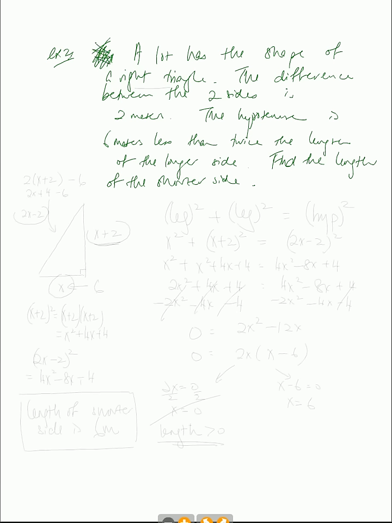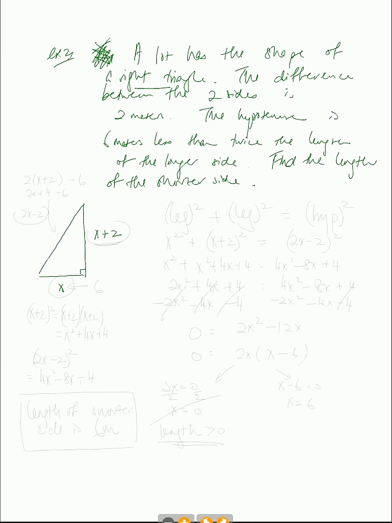Okay, so remember, anytime you're given a word problem that involves a shape, make sure you draw the picture. So in this case, we are talking about a right triangle again. Okay, so that's my right triangle. You are told the difference between the two sides is 2 meters. So if the short leg is x, the longer leg has to be x plus 2. Right? So the difference is 2.